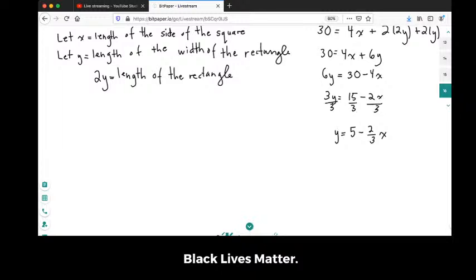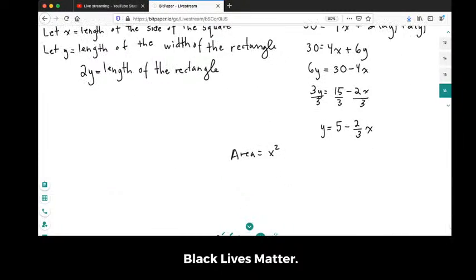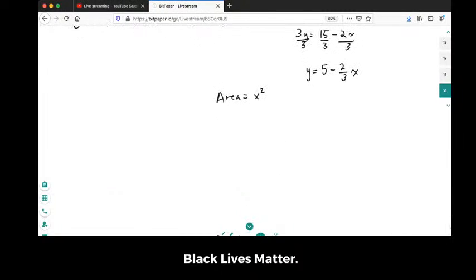So the total area equation is going to be x, well, we know it's x squared. And if we move back up to see what the question was saying, x squared plus 2y squared. Okay. So let me write that here. So we can replace y with 5 minus 2 over 3x. So we're going to get that here. So we're going to go x squared plus 2 times 5 minus 2 over 3x squared.